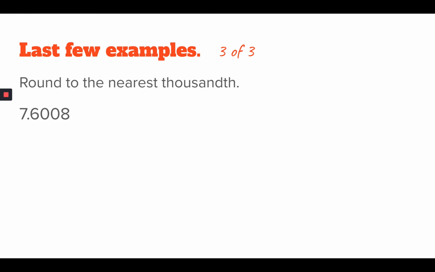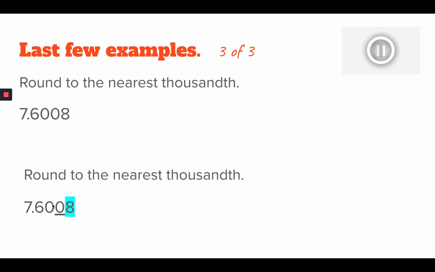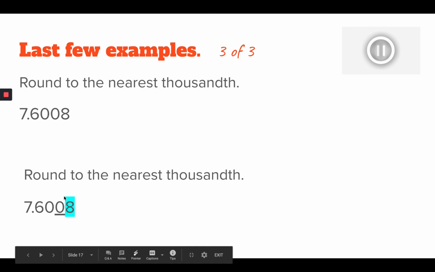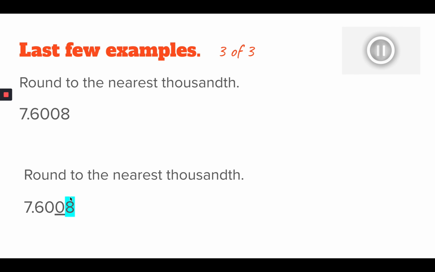7 and 6,008 10,000ths, rounded to the nearest thousandth. Pause your video if you want to try and solve. Okay. So identify the thousandths place, and that is a 0. Look 1 number to the right. It's an 8, so it's going to round up, and your answer would be 7 and 601 thousandths.